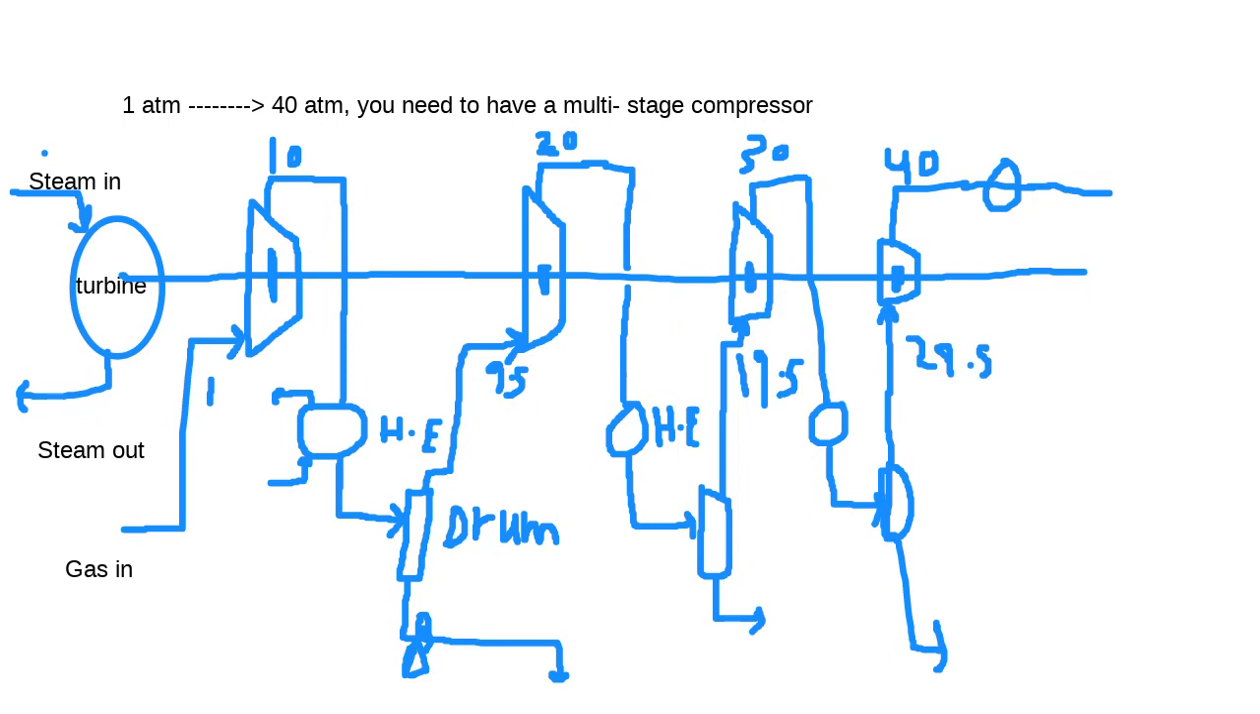usually you'll see the centrifugal compressor is the most common type being used, and for huge flow rates and high discharge pressures, you will see something very similar to this. Multiple stage compressors and heat exchangers.